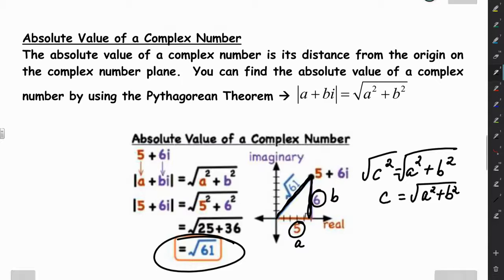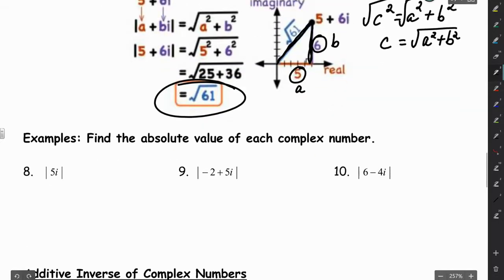All right, so let's do some together. First of all, I'm going to rewrite number 8 as 0 plus 5i, just so I have it in the form I needed. We know that this is a and this is b. So to find our absolute value, we're going to do the square root of a squared plus b squared.